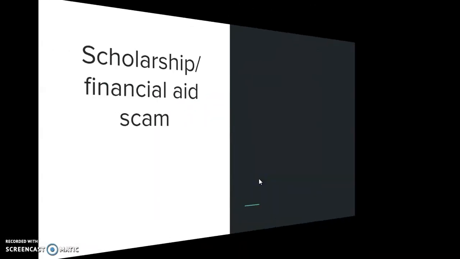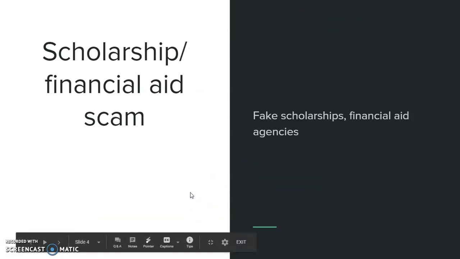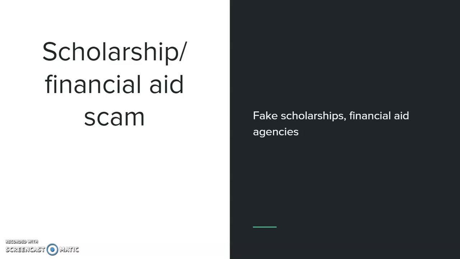All right, so let's take a look at our first one. Our first term, scholarship financial aid scam. Fake scholarships or financial aid agencies. Be aware of these as you are preparing to meet your financial needs for your institution of higher learning. Most of you have been applying for scholarships and or financial aid. There are scams associated with these, so make sure that what you are applying for is authentic.